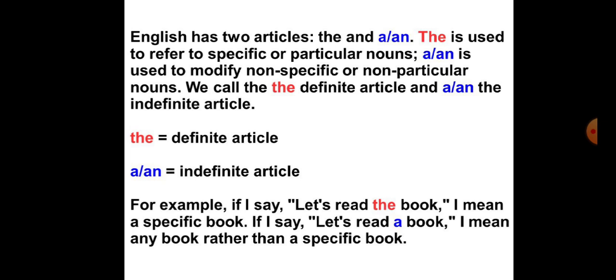For example, if I say let's read the book, I mean a specific book. If I say let's read a book, I mean any book rather than a specific book.